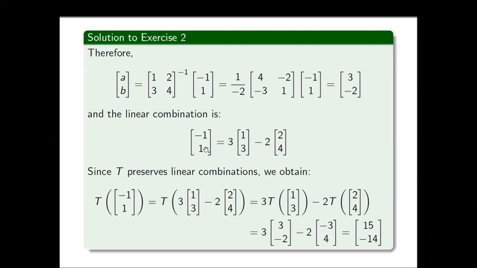And then we're going to use the fact that T preserves linear combinations. So T of (-1, 1) is the same as T of 3 times the first vector minus 2 times the second vector. And that's the same as 3 times T of the first vector minus 2 times T of the second vector. We know what these values are. We plug them in, and then we simplify it to get (15, -14).